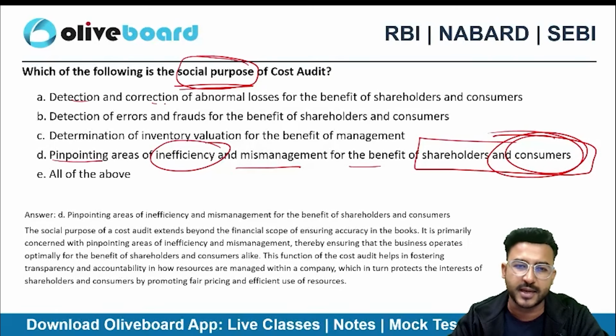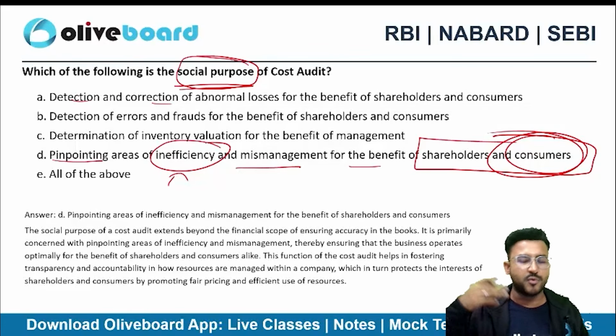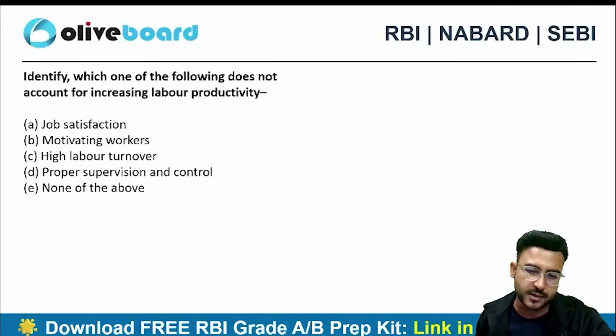Otherwise detection, correction, we do all of this inside it anyway. But when we talk about inefficiencies, we are more towards the proprietary aspect, right? We are more towards the proprietary audit aspect.